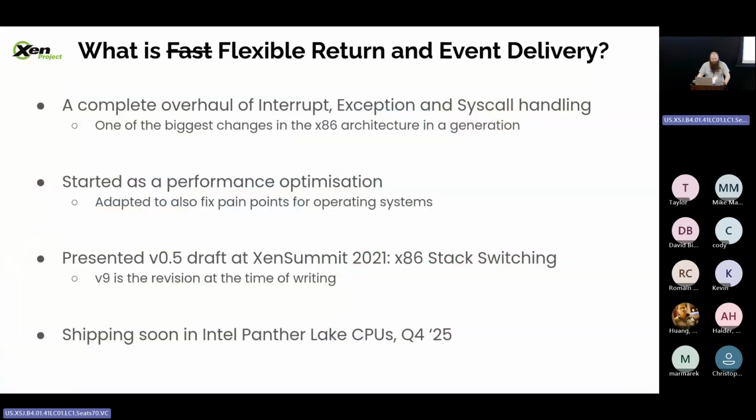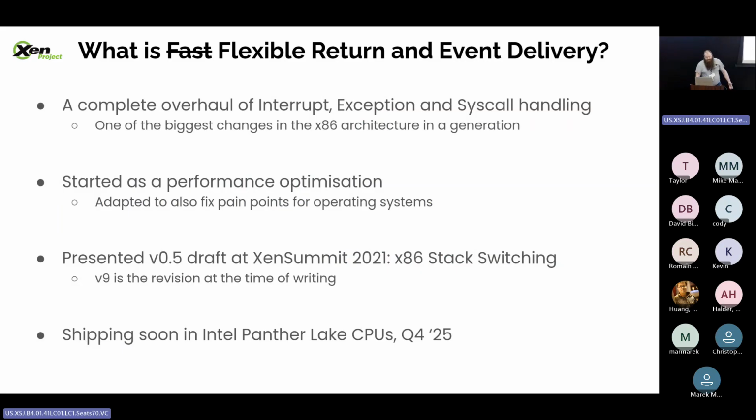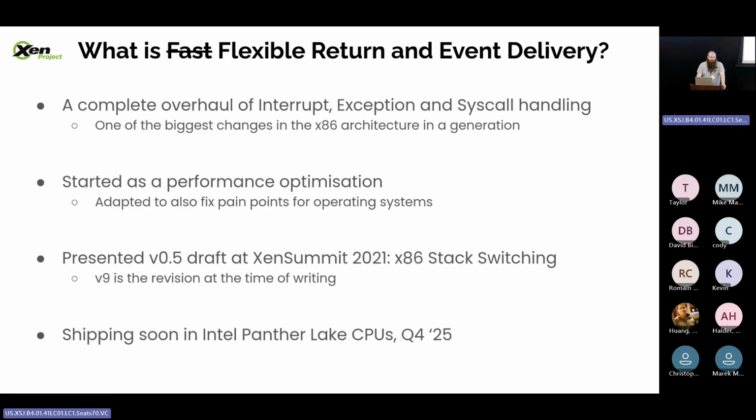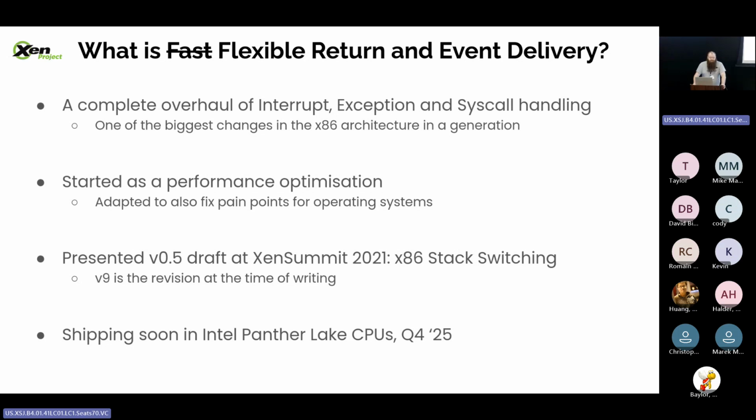So what is fast return and event delivery? Because it turns out it's had two names, both of them are FRED. Originally, Intel was working on this as a performance optimization. It just so happened that they were working on it at the same time that the world went through the Spectre Meltdown crisis and suddenly got a whole bunch of hardware people and a bunch of software people in the room together, and some discussions started happening.